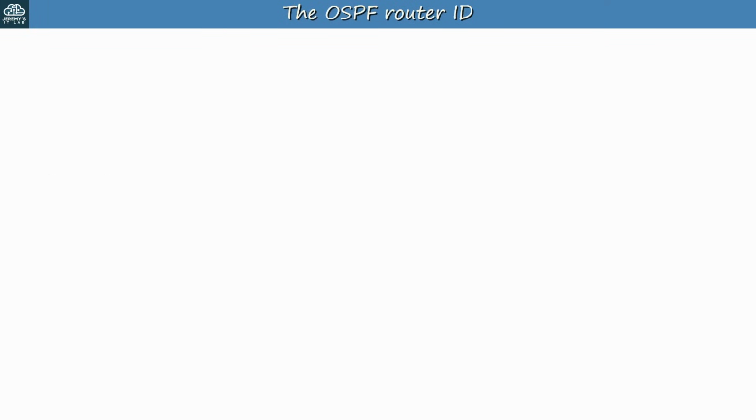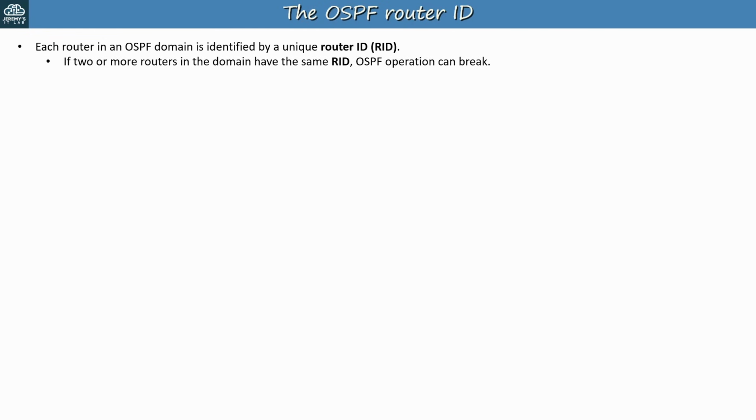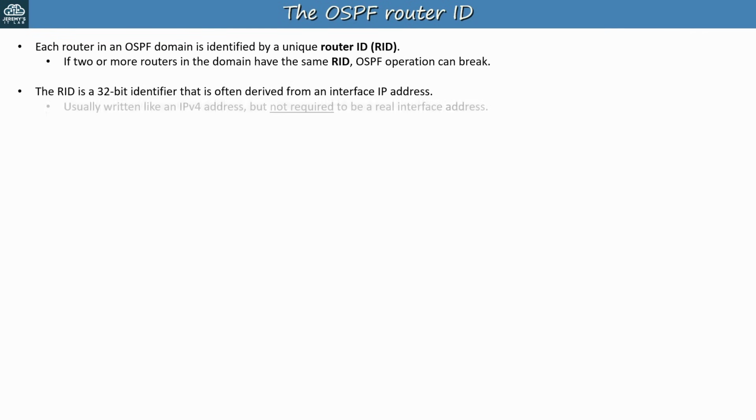Now let's review another very important point about OSPF, the router ID. Each router in an OSPF domain is identified by a unique router ID, or RID. It's very important that the RIDs are unique. If two or more routers have the same RID, OSPF operation can break. Or more accurately, it will break, so make sure the RIDs are unique. The RID is a 32-bit identifier that is often derived from an interface IP address. It's usually written like an IPv4 address, in dotted decimal notation, but it doesn't have to be a real interface IP address. You can use any arbitrary number as long as it's unique.